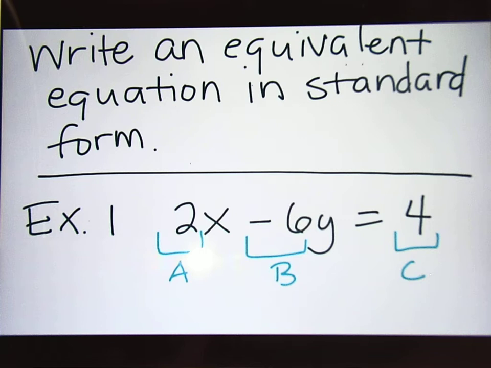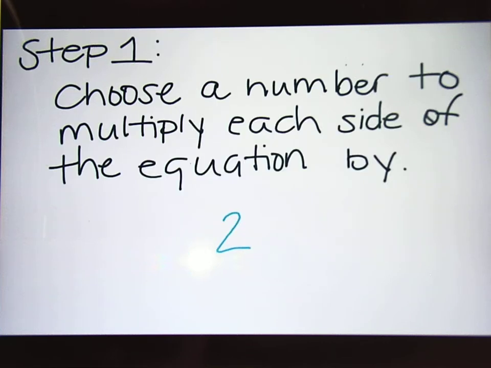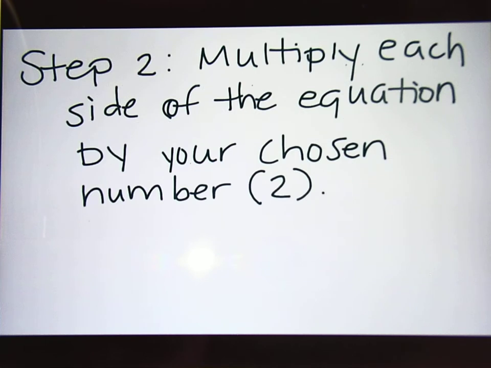We have our variables all on the left side of the equal sign, and we have our constants on the right side. Step 1, you want to choose a number to multiply each side of the equation by. And you can choose any number. In this case, I just happen to choose 2. Nice even number. Step 2, multiply each side of the equation by your chosen number. In this case, the chosen number happens to be 2.